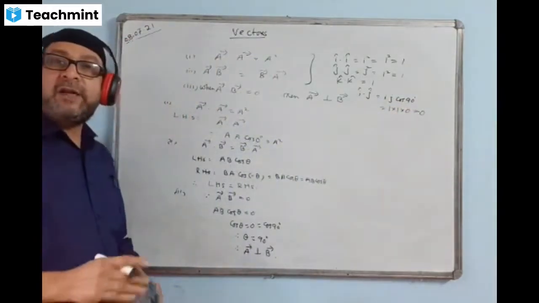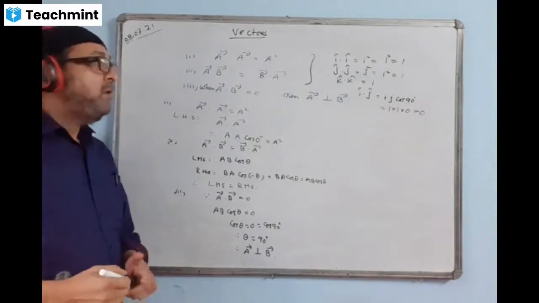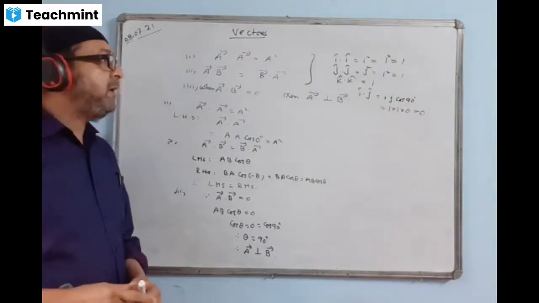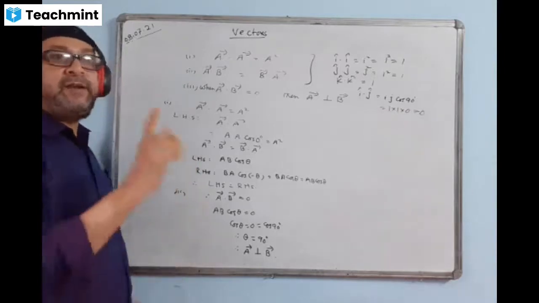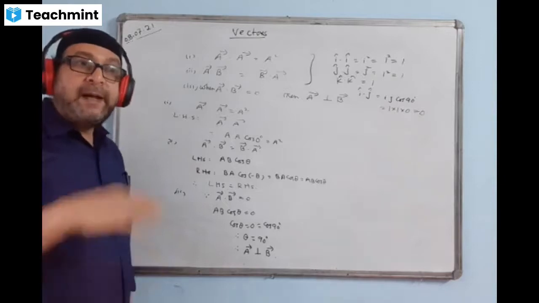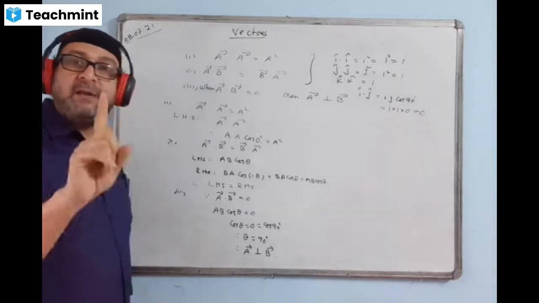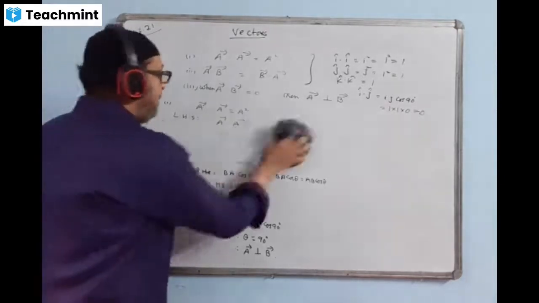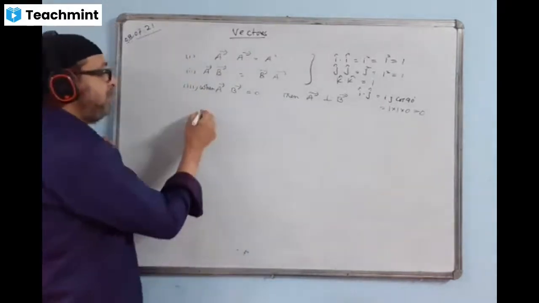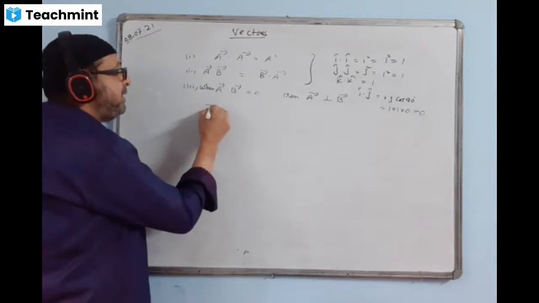Same way, j dot k will be 0. i dot k also will be 0. When you multiply different unit vectors, the answer will come 0. And when you multiply the same unit vectors, the answer will come 1. So let us solve one question. Very simple it is. Suppose I am having a vector A like this.